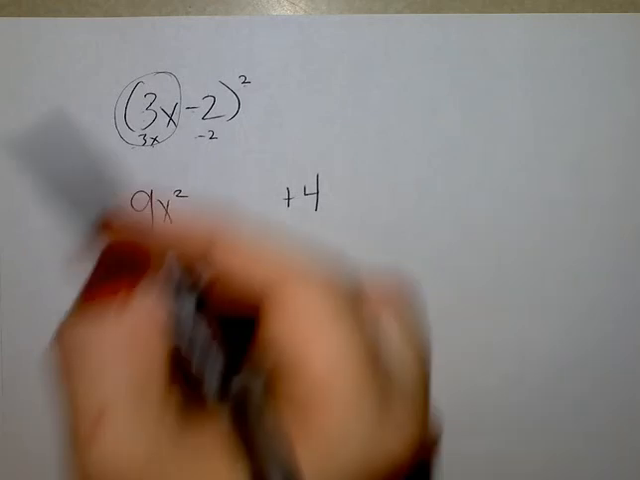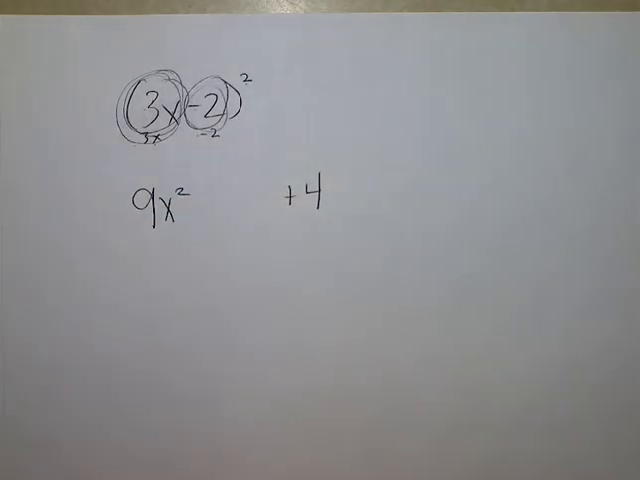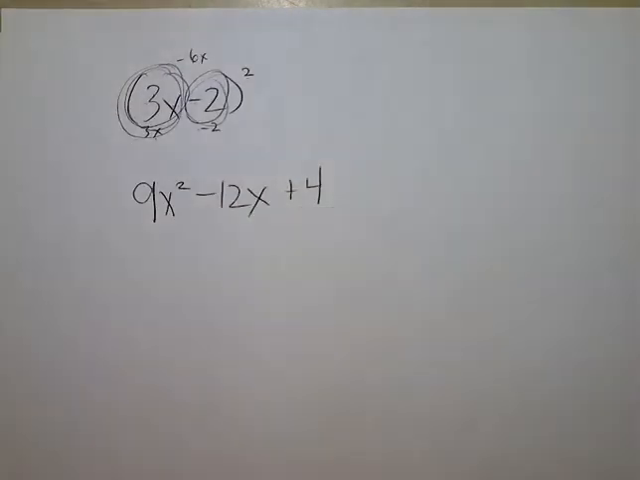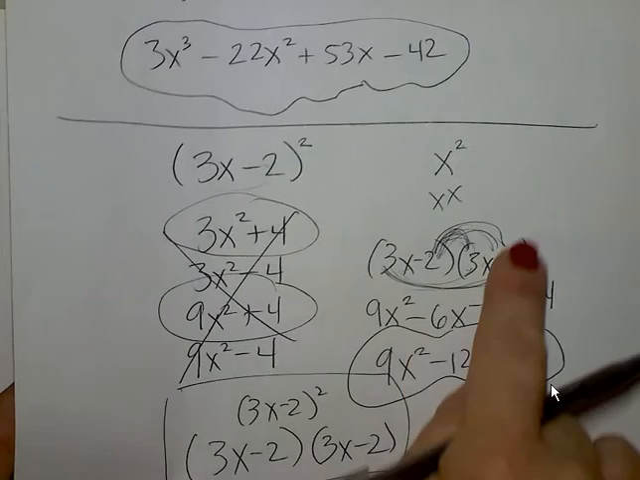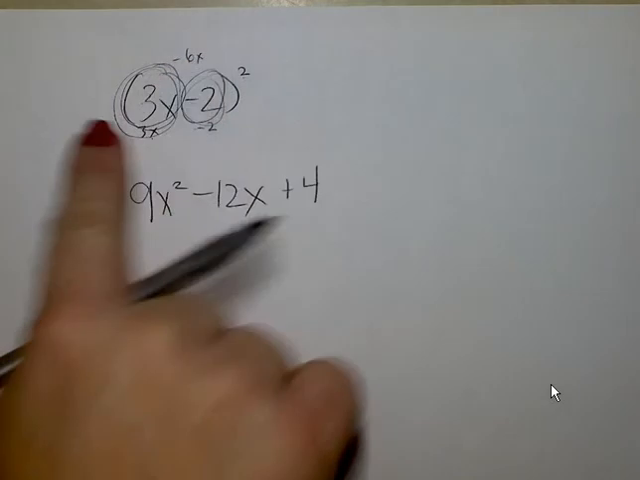And then you're going to multiply these two terms. What's 3x times -2? -6x. And then you have to take it times 2. So -6x times 2 is -12x. There's your answer. So if you're wondering which way you want me to do it, you choose. You can do it the old way that you've learned, which is foiling, or when it's in this form, you can also do it the new way.